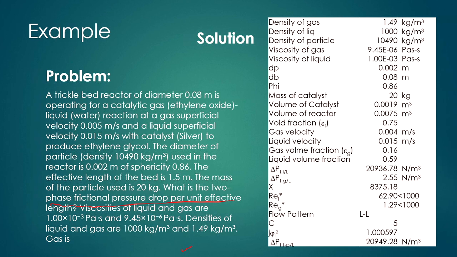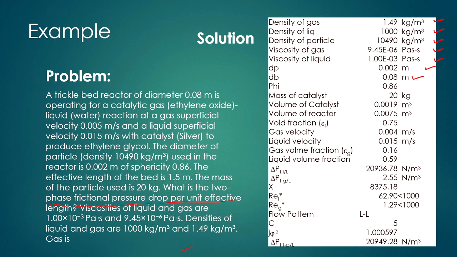You have to calculate first the density of the gas, that is given; density of the liquid, it is given; density of the particle is also given to you; viscosity of the gas, it is given to you; viscosity of the liquid is also given to you. What is the particle diameter? This is also given to you. What is the bed diameter? This is also given, dB.